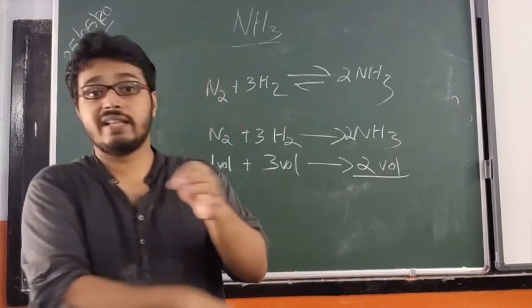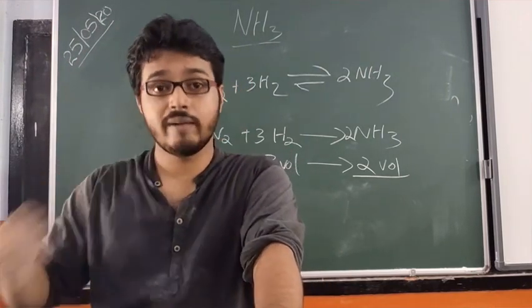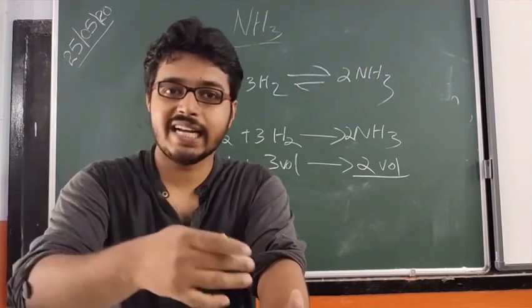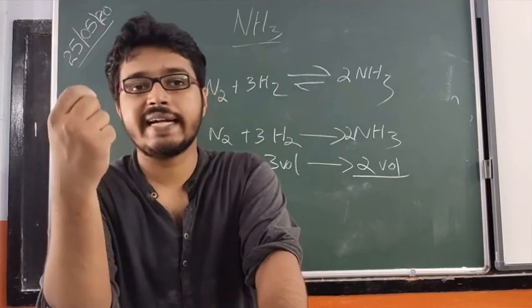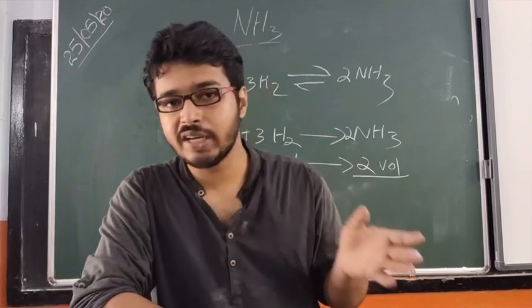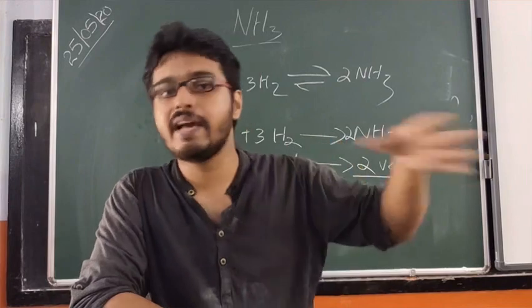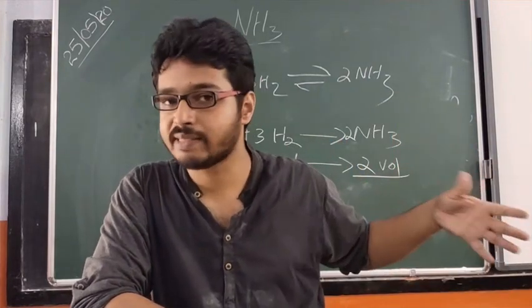Okay, so there is one more condition. We have to keep the temperature around 450 to 500 degrees Celsius. Under that condition, it is not easy to have a pressure higher than 900 atm. That is the reason why we keep the pressure between 200 and 900 atm. So if the pressure is near 900 atm, the yield of ammonia will be maximum.